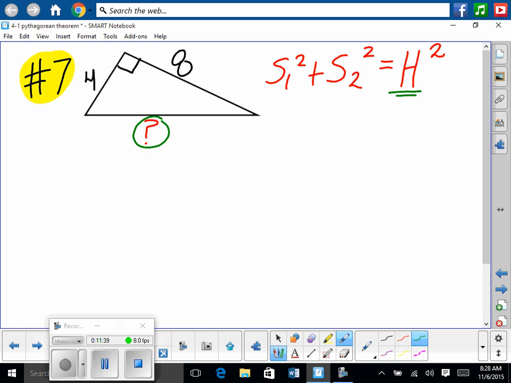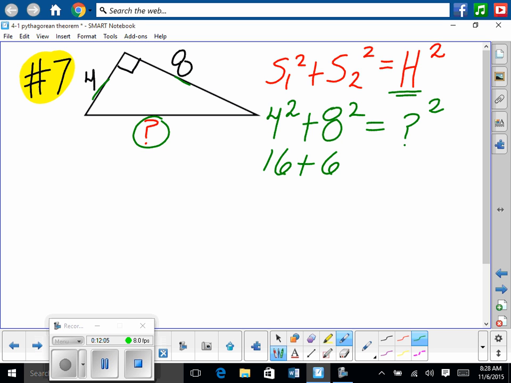Okay, so side 1 squared, I'm going to go with 4 squared. It doesn't matter though, we could do 8 squared first. 4 squared plus the other side is 8. So 4 squared plus 8 squared equal to, I'm calling it question mark, so question mark squared. Does that make sense, everybody? Yeah. Now we'll just solve. I'm going to show my work. So we have 16. 4 squared is 16. 8 squared is 64. So that's equal to question mark squared. Then you'll add those up and you will get 80. So you have 80 is equal to question mark squared.